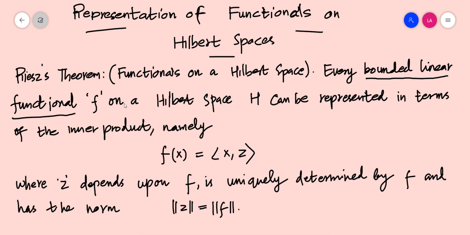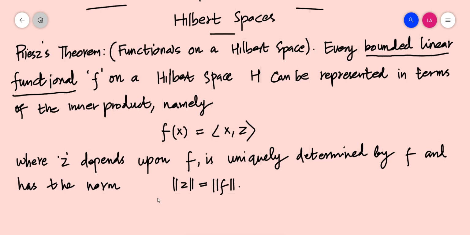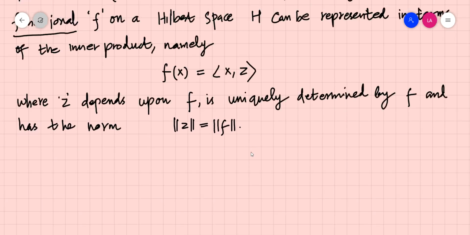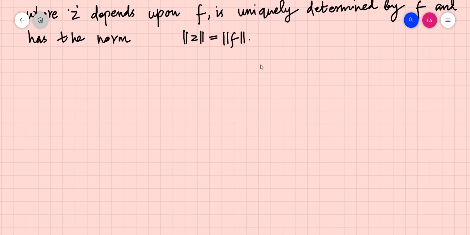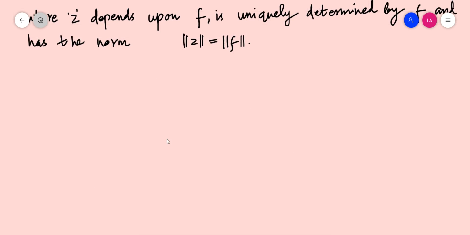Using this result, you can characterize every bounded linear functional defined on a Hilbert space, because every bounded linear functional has the format ⟨x, z⟩ and depends upon a unique element z, and its norm can be calculated using the result ‖z‖ = ‖f‖. So this is Riesz's theorem for linear functionals on a Hilbert space. We need to prove this.